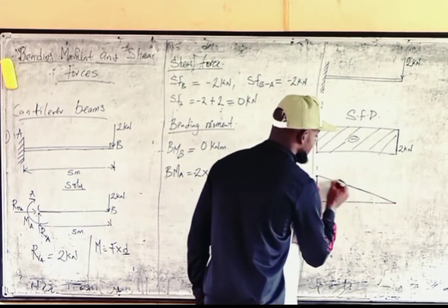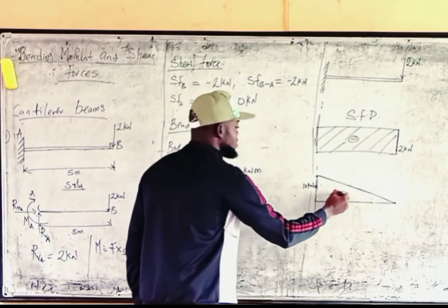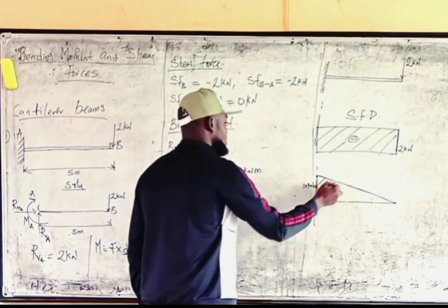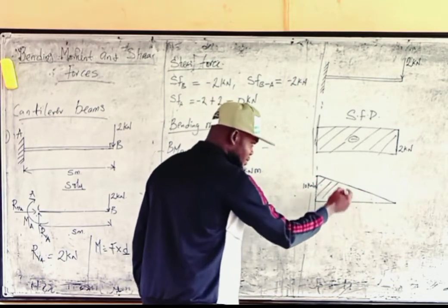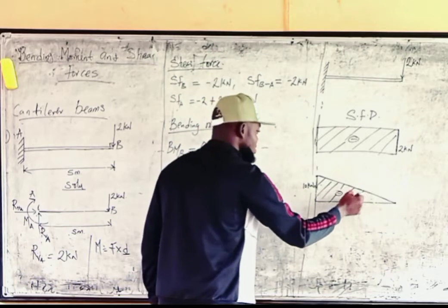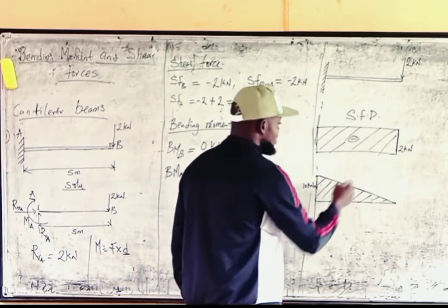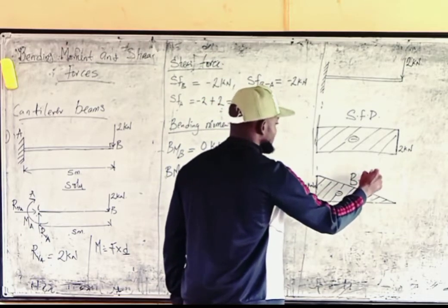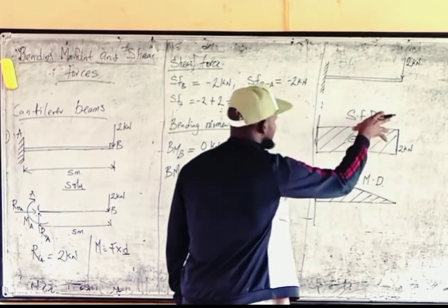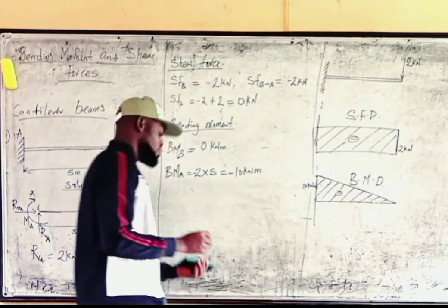So we have something like this. This will be our bending moment diagram. So this is negative actually. Even though it's drawn downward, you still put negative there. That shows that it is negative. That is the major thing there. Not positive. So this is the shear force diagram, and this is the bending moment diagram.